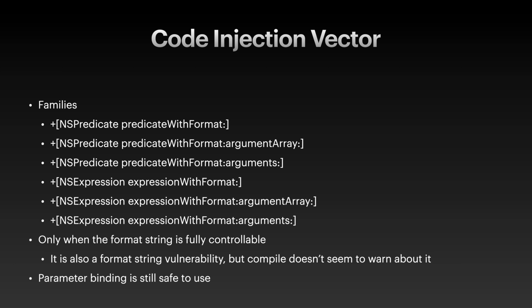With all these functions found in this family, if we can fully control the format string, we can turn this injection to native code execution. But if we can only control the parameter binding, for example, the argument array or arguments parameter, they are still safe to use.